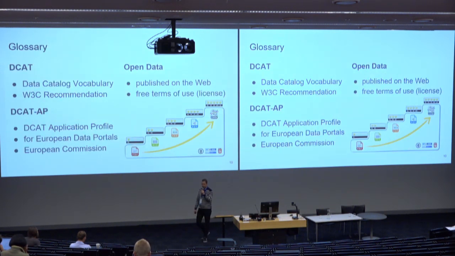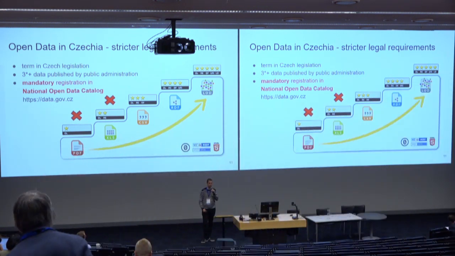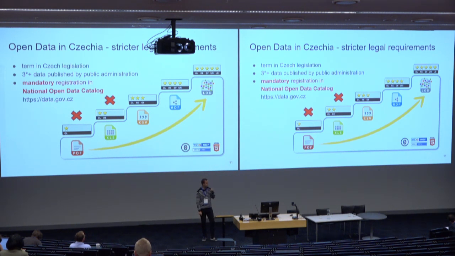Right. Another term I'm going to be talking about, open data. So open data, data published on the web with a free license. You may have seen this diagram before. It's the five stars of open data, with the lowest, the first star, being awarded for at least specifying the open license, and the top level being data published as linked open data. In Czechia, this is a bit stricter, because open data in Czechia is a term in legislation, and the legislation also states that the data needs to use an open format, which basically means level 3 and above.